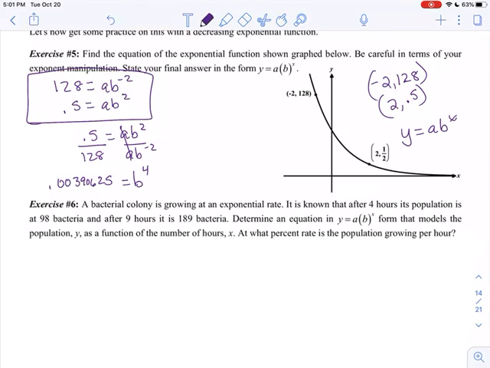And when I divide, I get 0.00390625. Don't round off, just leave that in your calculator. This is b to the 4th, so I am just going to take the 4th root of this. You never have to clear your calculator at all, and you get b equals 0.25. Okay, then I plug in to find a.